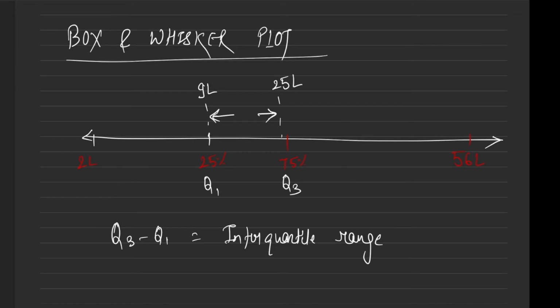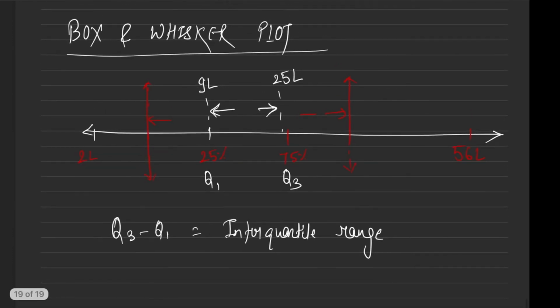If I assume that 9 lakhs to 25 lakhs is an acceptance range where 50% of the population lies, up to what range can I stretch and still consider it acceptable? This is what we try to find using this Box-Whisker plot: up to what point we can stretch and consider those data points.